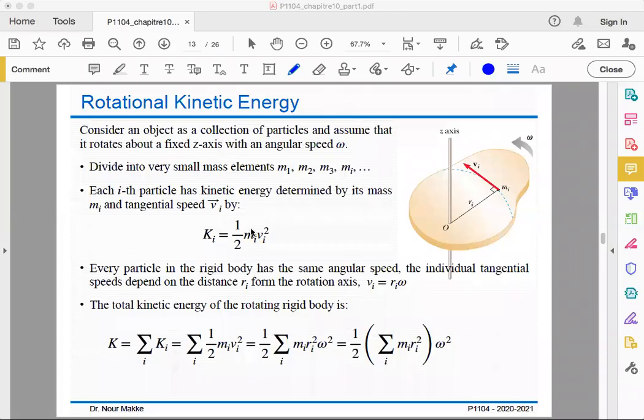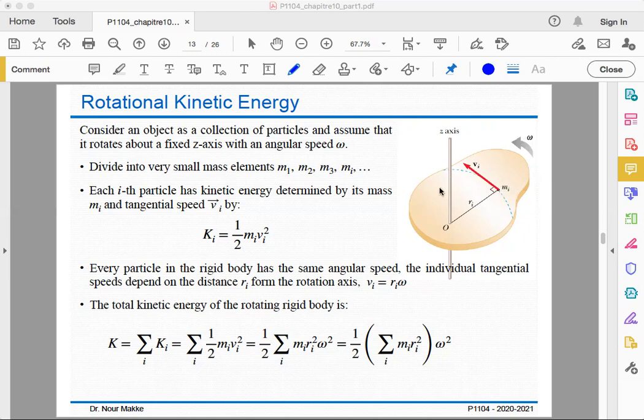So let's move on with the rotational kinetic energy. To show that for an object that is rotating, we have a kinetic energy, let's consider the following object, which has an arbitrary shape, and it is rotating about the axis, z-axis, which passes through the point O. So let's consider this object as a collection of particles, and let's assume that it rotates about a fixed z-axis with an angular speed given by omega.